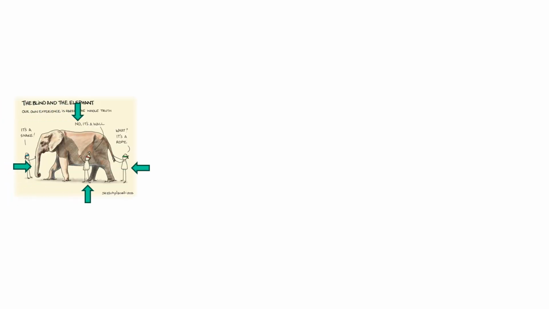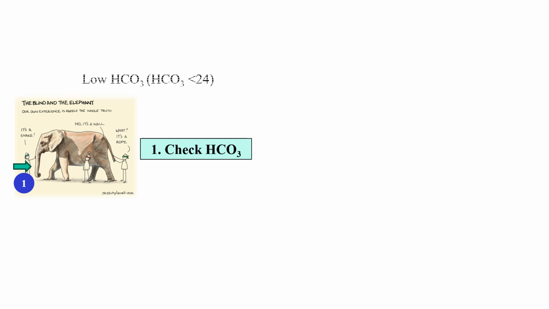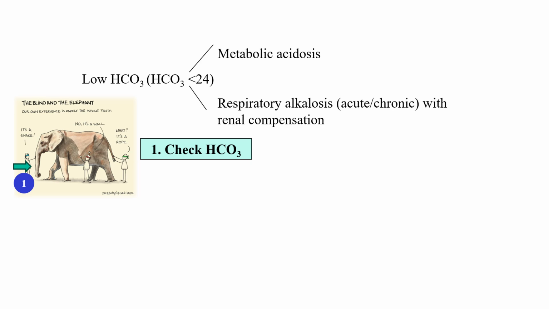There is more than one way to analyze acid-base disorders. This is particularly true in the first step. Some people look at the serum bicarbonate first, some look at the pH, others look at the PCO2. Our approach is to first check serum bicarbonate from the chemistry panel. If the serum bicarbonate is low, that is, if it is less than 24, then we know we have two possible disorders: metabolic acidosis or respiratory alkalosis with compensation. The latter because when there is a respiratory alkalosis, the kidneys correct the alkalemia by decreasing the serum bicarbonate.